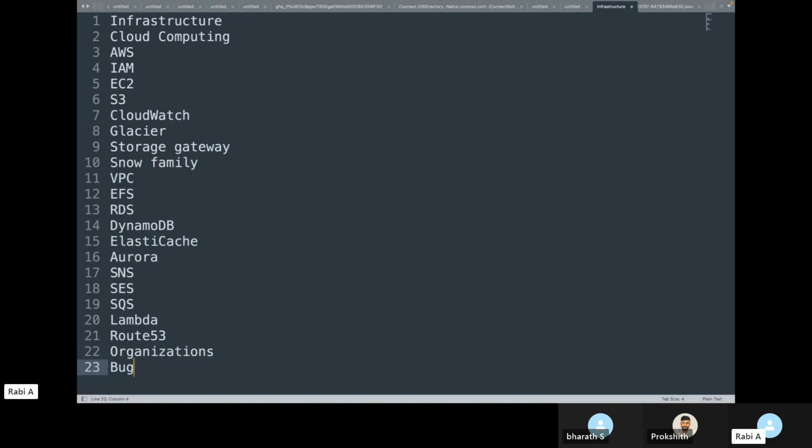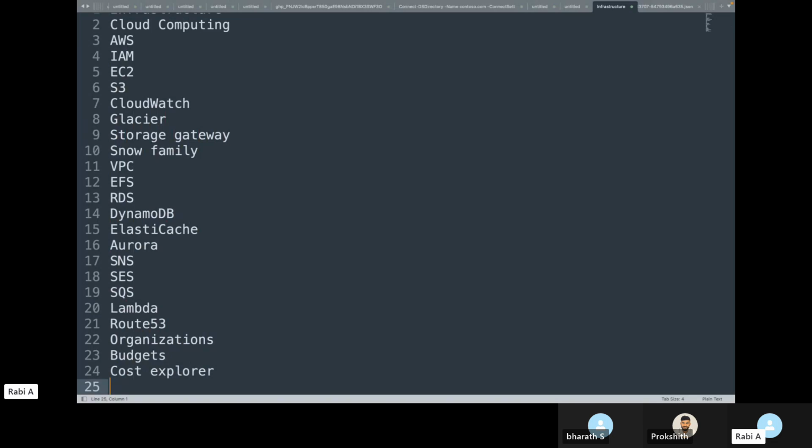We'll also talk about AWS Budgets, how you can set budgets for your account, and your Cost Explorer, understanding the costing, how it works, and what the different metrics available are. And that's all. So these are the services we are going to cover as part of your AWS.